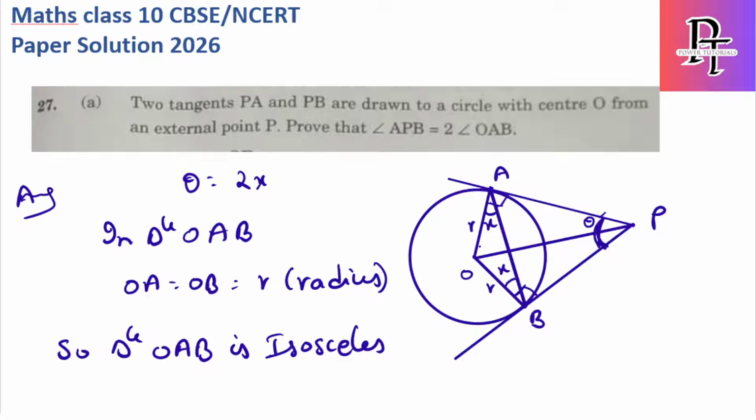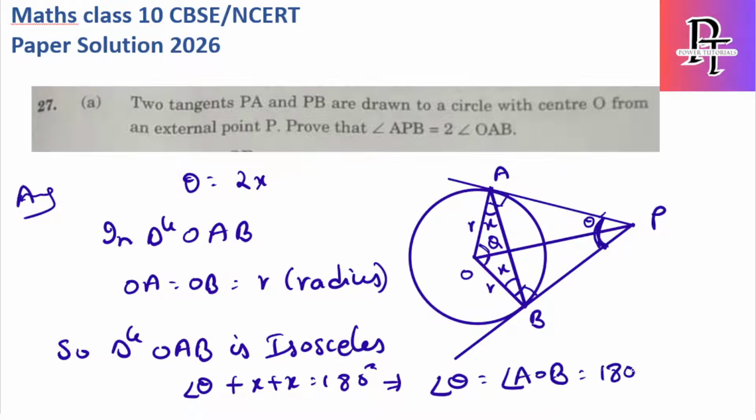This angle we don't know, so let's mark it as Q. Angle Q plus x plus x, the sum of all angles of a triangle, is 180 degrees. So from here I can see angle theta, which is angle AOB, is equal to 180 minus 2x. Mark it as 1. Hope till here it is fine. Let's see the other part.